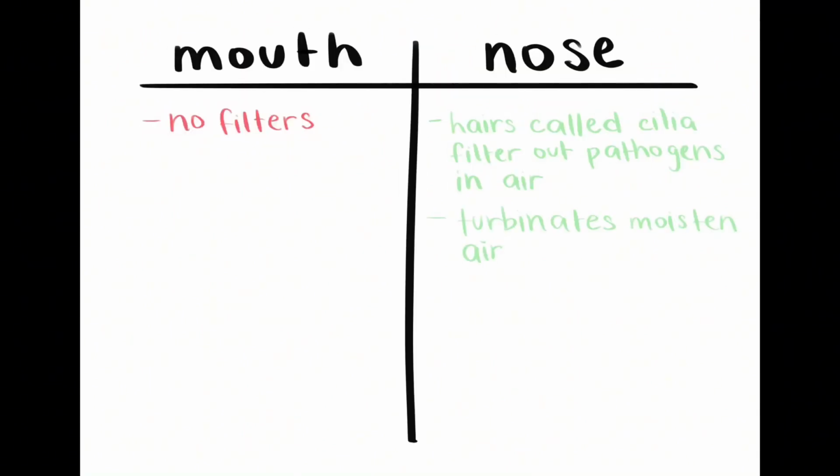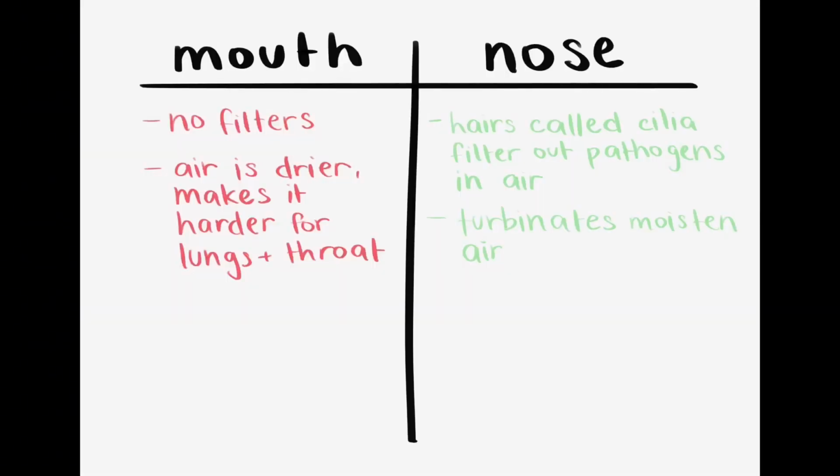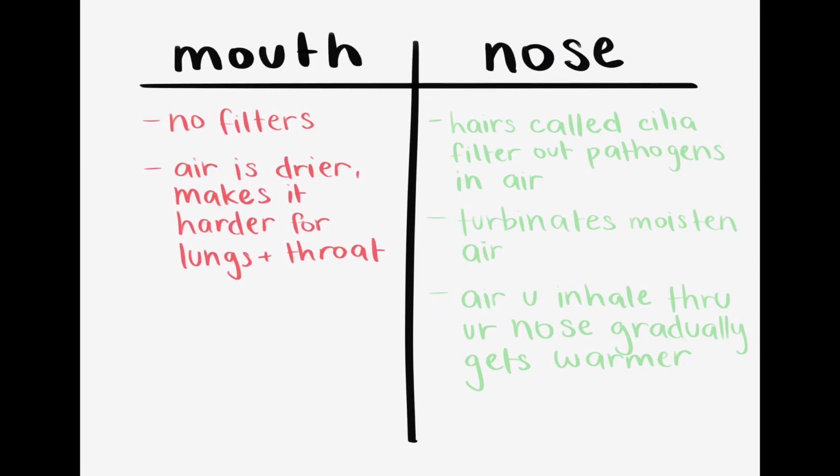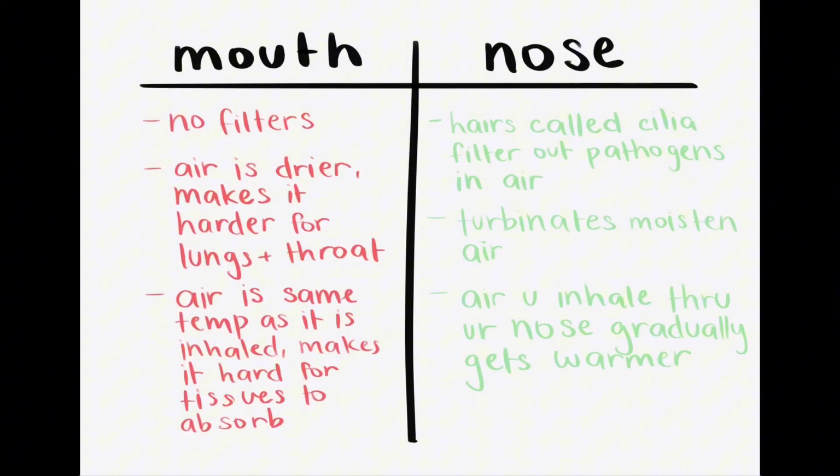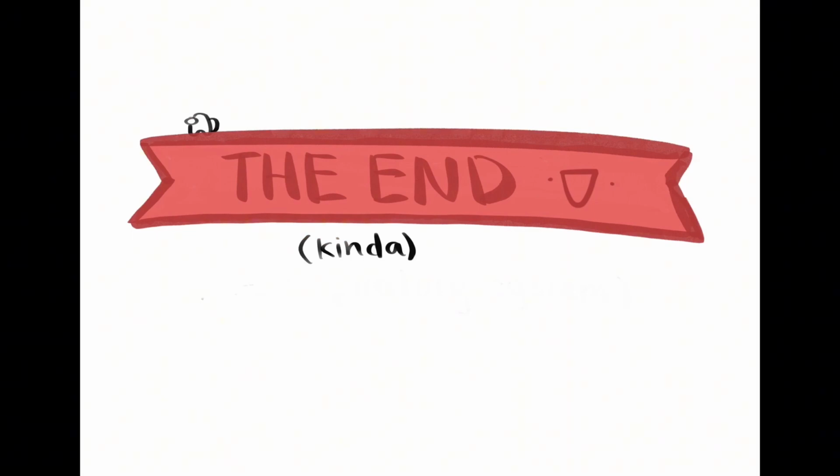Tiny structures called turbinates moisten the air because your lungs and throat function better with moist air. Air that you take in through your mouth is much drier. Air you inhale through your nose gradually warms up, making it easier for your lungs and throat and for your tissues to absorb.